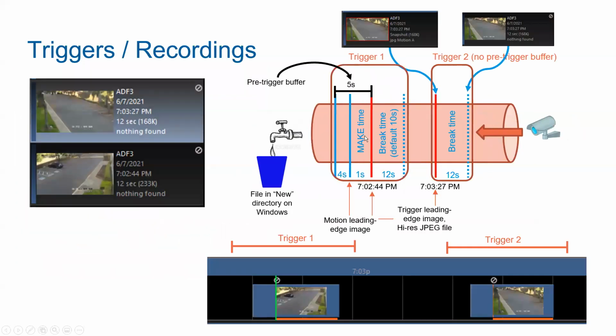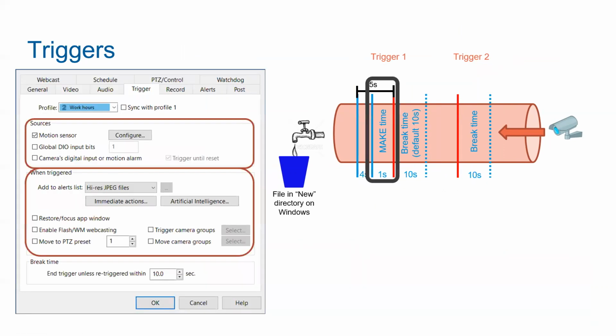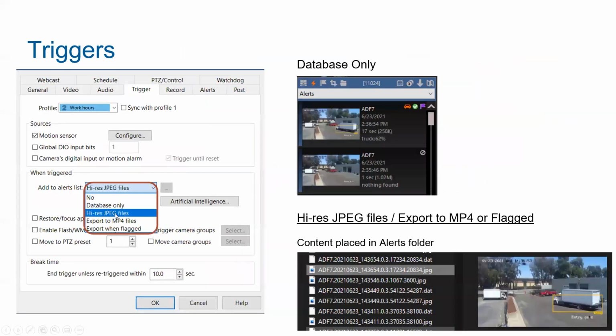when you identify something of importance, it writes to the database and it's on the clip list. Like this is how you get information that things of importance happen on your cameras. So that's what database only does, it just writes to the database. Now there's other options. All the other stuff is like hard copies. So like high res JPEGs and export to MP4.